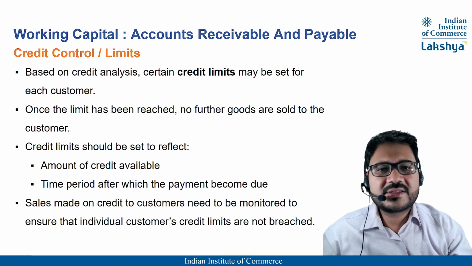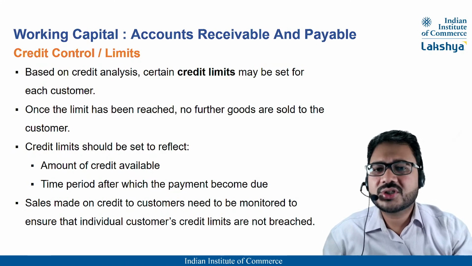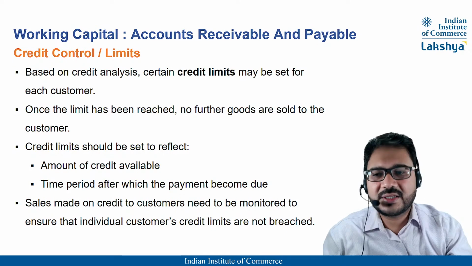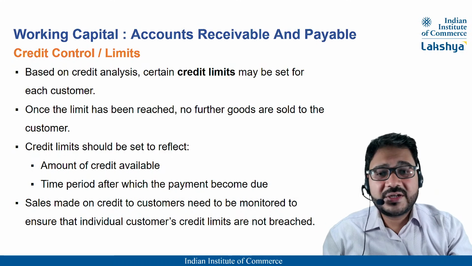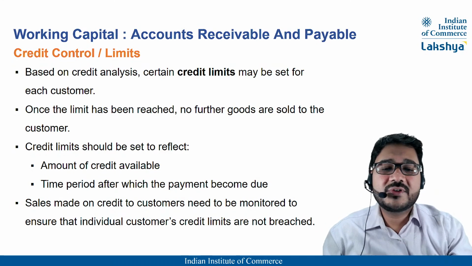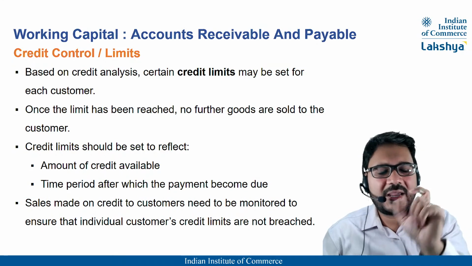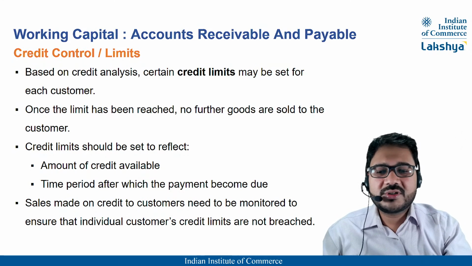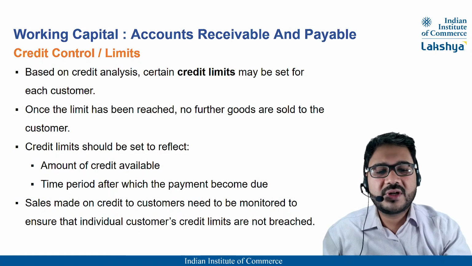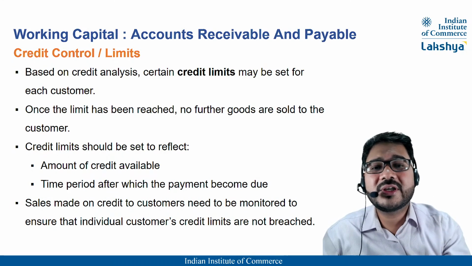Based on credit analysis, certain credit limits may be set for each customer, and once the limit has been reached, no further goods are sold to the customer. Credit limit should be set to reflect the amount of credit available and the time period after which the payment becomes due. So both you have to define: how much amount and the period. Sales made on credit to customers need to be monitored to ensure that the individual customers' credit limits are not breached. You need to have someone who's continuously monitoring.